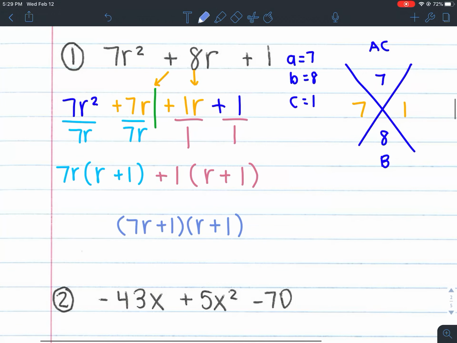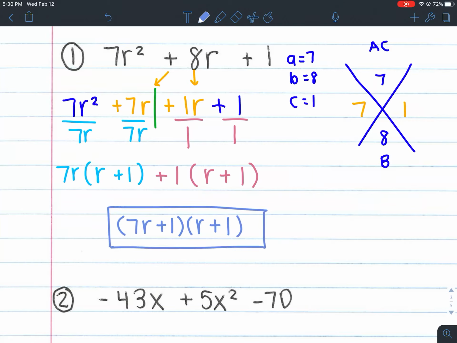Is this my final answer? Yeah, because my GCF at the beginning was just 1, so I don't have to write it there. It doesn't make a difference. And then how could I check this? Well, I could check this by double distributing.